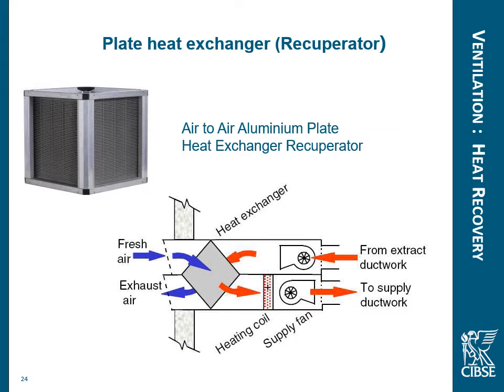Well, you imagine that the air is extracted from the building. This is the extract air coming out of our office, passes through the heat exchanger and exhausts out cold. So it leaves the heat behind in the heat exchanger. These are generally around about 80% efficient. Fresh air comes in from outside, picks up the heat that was left behind, so 80% of the heat was left behind in the heat exchanger, picks that up and then goes into the supply ductwork.